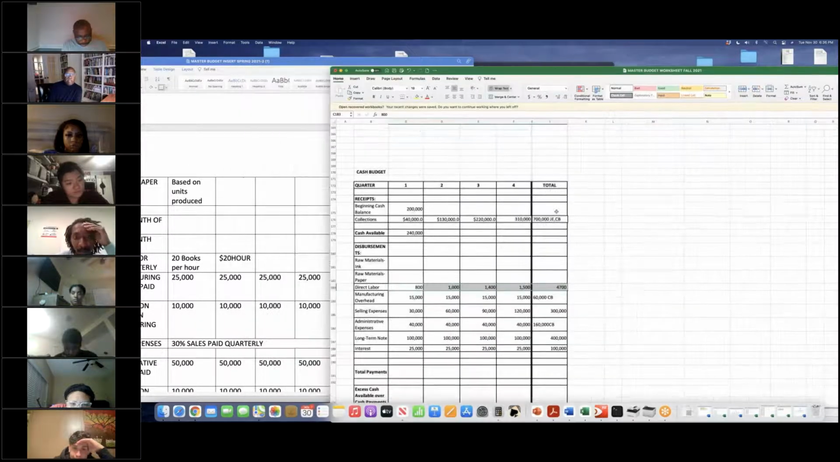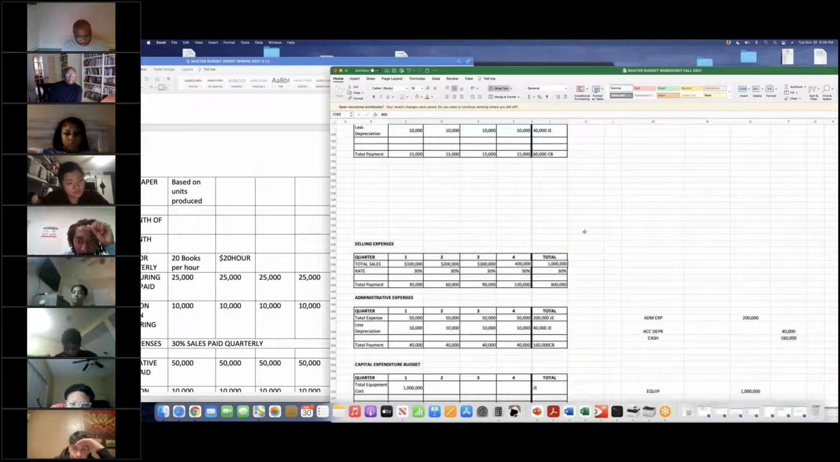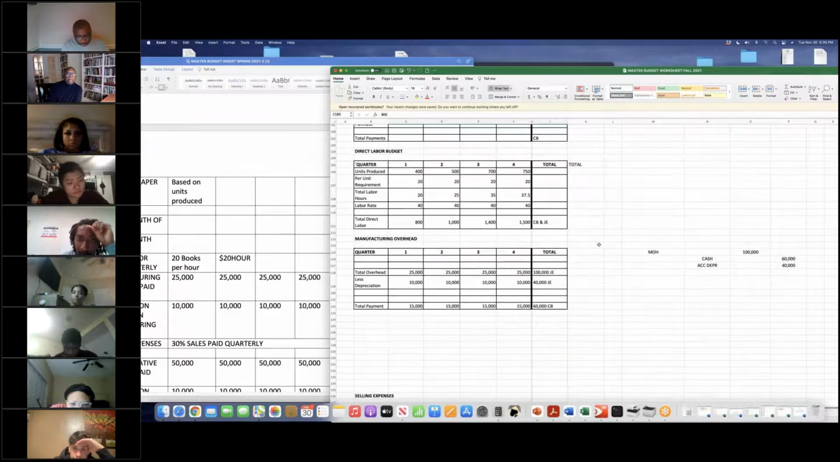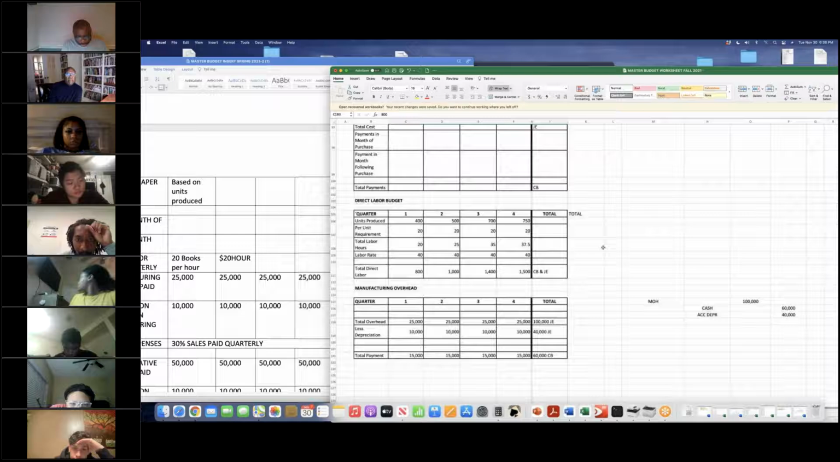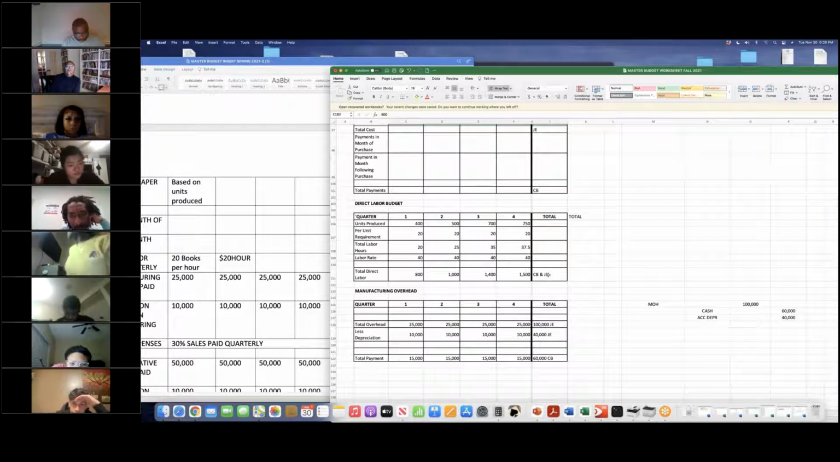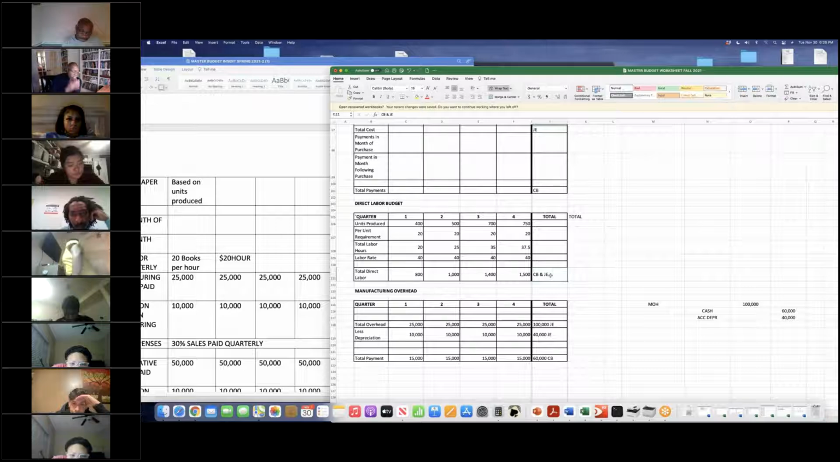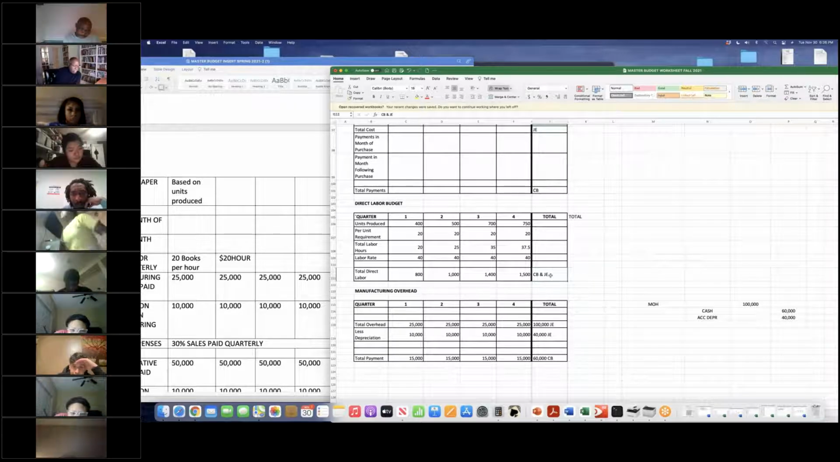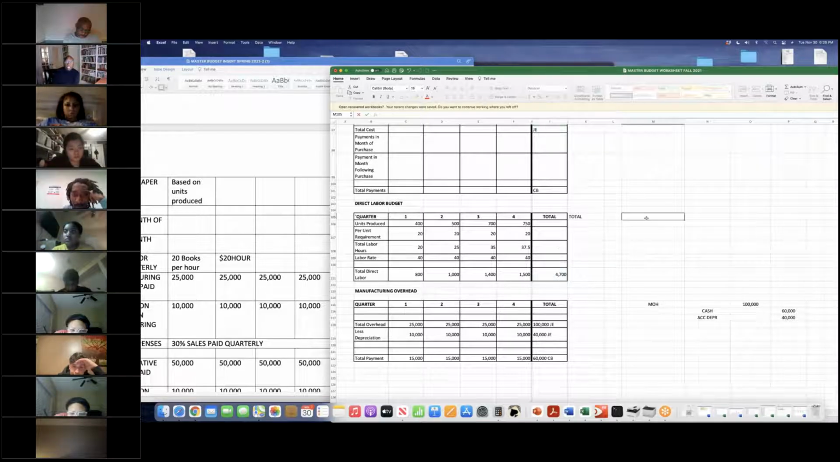That's 4,700. So in here, it's going to be a journal entry based on 4,700. What do you think that journal entry is going to be? Direct wages payable or wages expense?